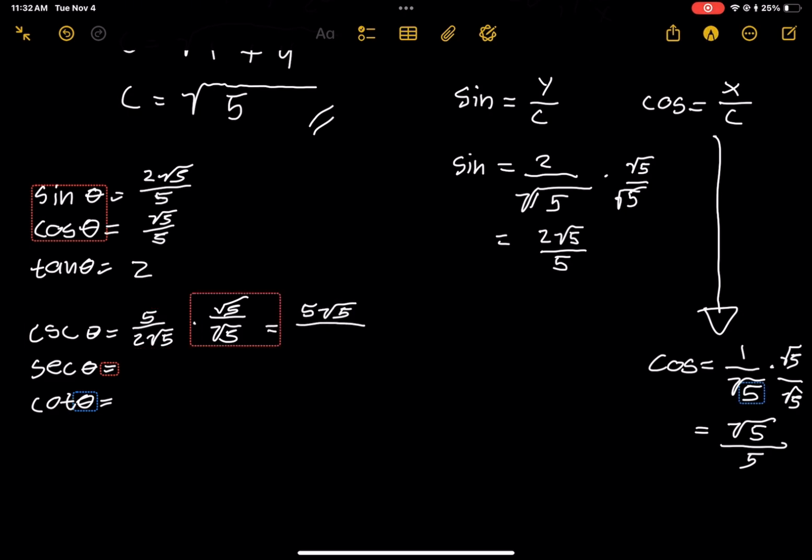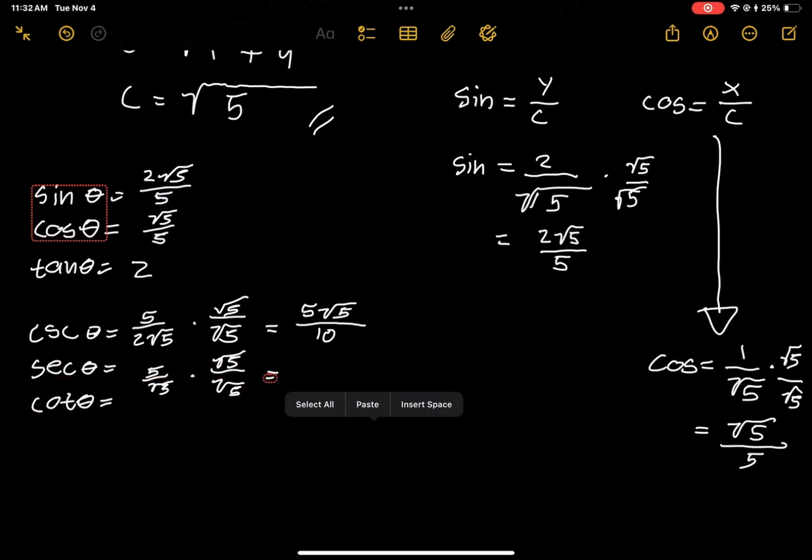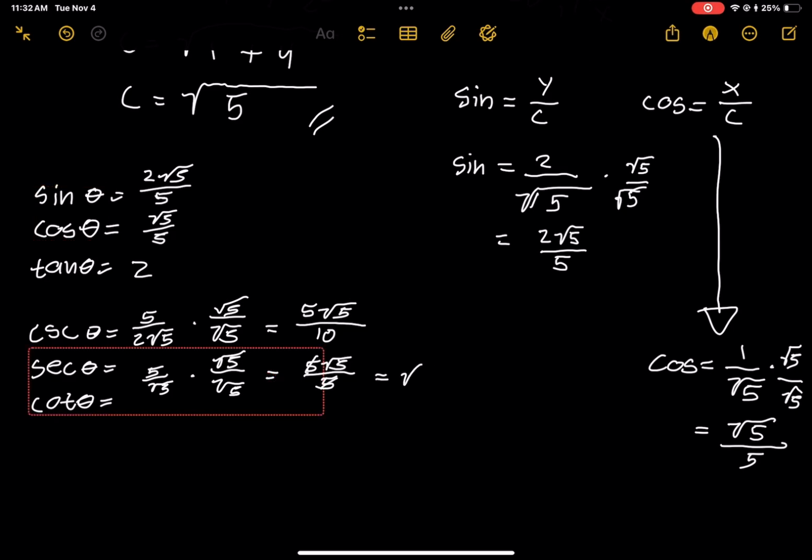Rationalizing it, we will have 5 square root of 5 over 10. Moving on to secant, we have 5 over square root of 5. Rationalizing it, we will have 5 square root of 5 over 5. Cancel out the 5, we will just have the square root of 5.